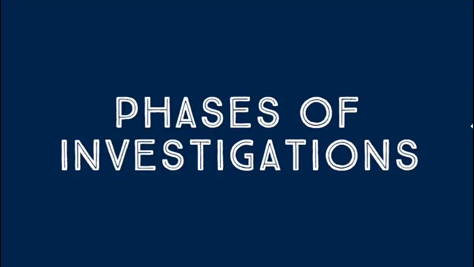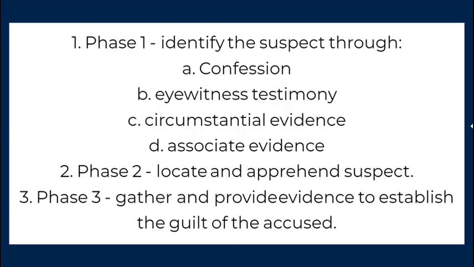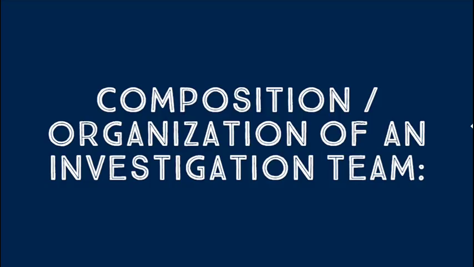Phases of investigations. 1. Phase 1, identify the suspect through A. Confession. B. Eyewitness testimony. C. Circumstantial evidence. D. Associative evidence. 2. Phase 2, locate and apprehend the suspect. 3. Phase 3, gather and provide evidence to establish the guilt of the accused.